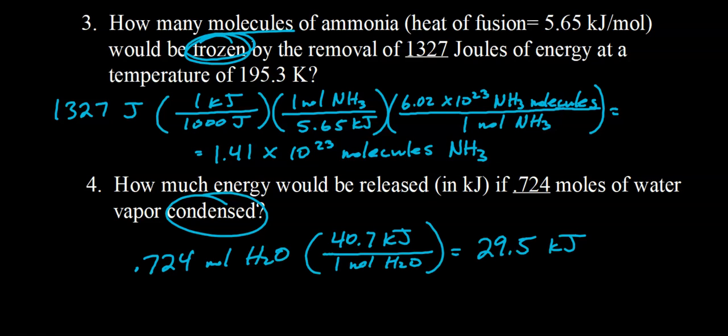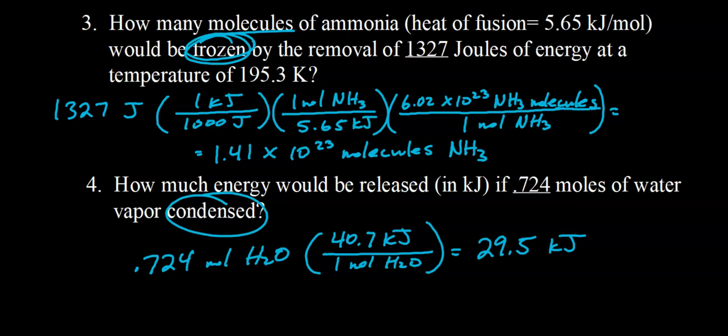I think the purpose of this one was to force you to use either the molar heat of fusion or the molar heat of vaporization. So again, the keyword is condensed. That means heat of vaporization, 40.7 kilojoules per mole. And we end up with 29.5 kilojoules of energy released.